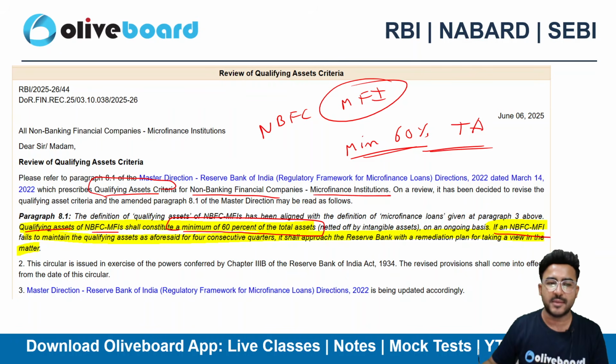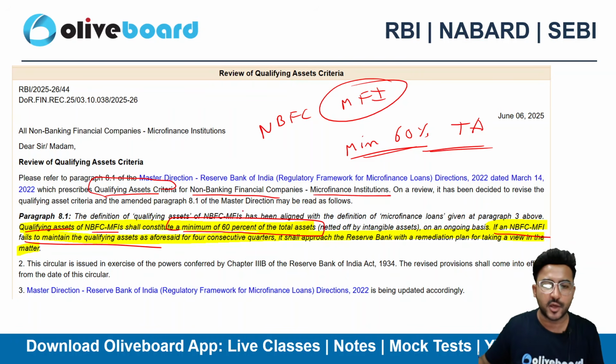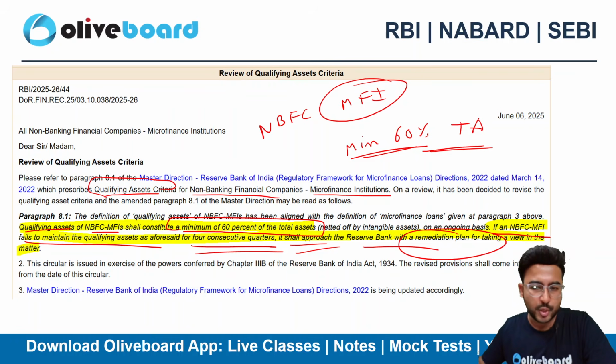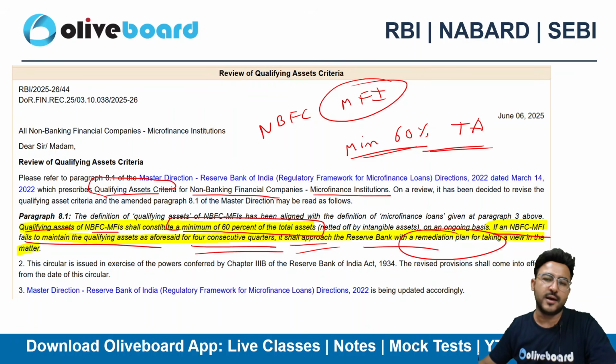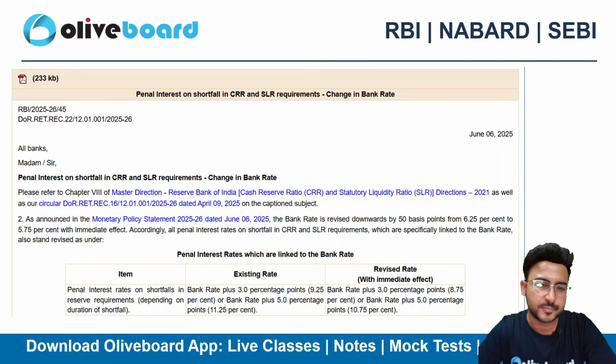And if an NBFC MFI fails to maintain the qualifying asset as stated above, that means if it's not 60% for 4 consecutive quarters, then it shall approach the RBI with the improvement plan, right? They will take a remediation plan to the RBI for that matter, and definitely RBI will help them. So do let me know in the comment section what was the earlier limit. Now it is 60%. Okay, do let me know in the comment section the earlier limit if you know.